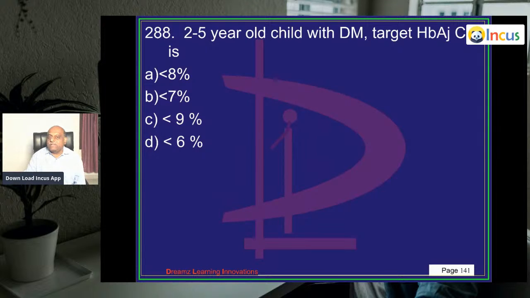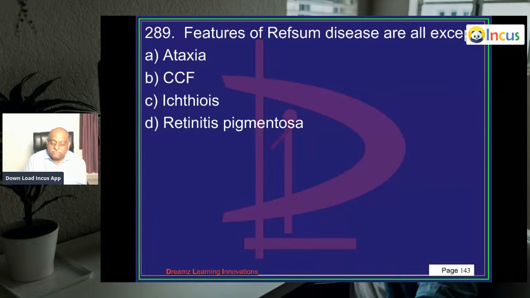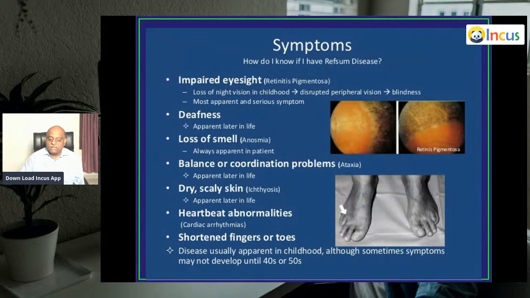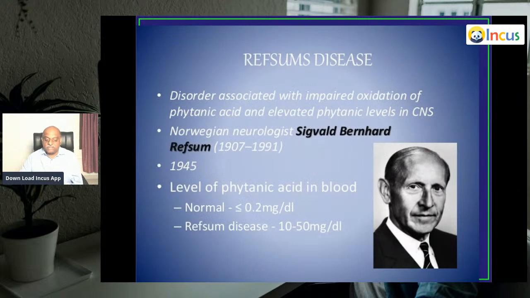2 to 5 year old child with diabetes, what is your target HbA1c? It should be maintained less than 9%. Refsum's disease. It can lead to ataxia, ichthyosis, retinitis pigmentosa, etc. So retinitis pigmentosa leading to impaired eyesight. Similarly, deafness, anosmia, ataxia, ichthyosis, dry scaly skin, cardiac arrhythmia, shortened fingers, toes. They are all the features of Refsum's disease.